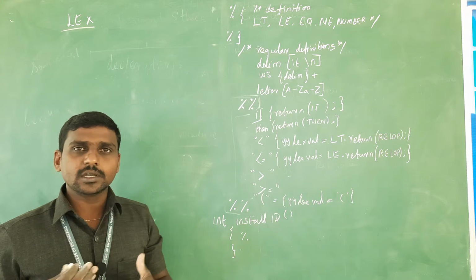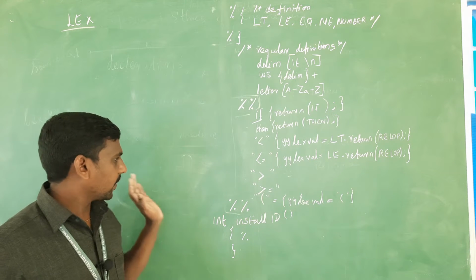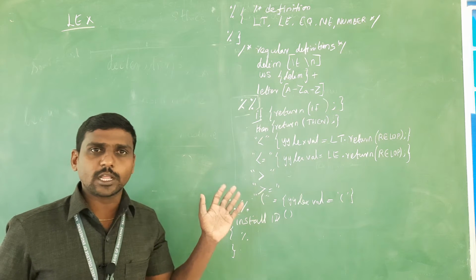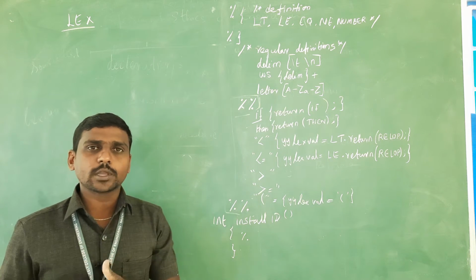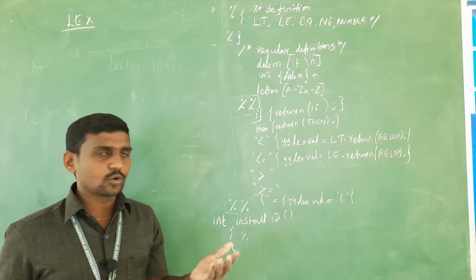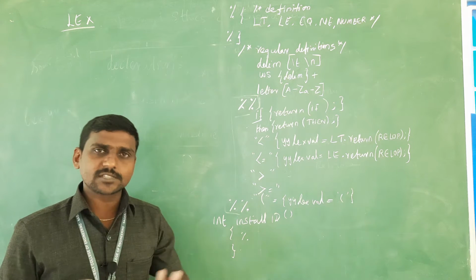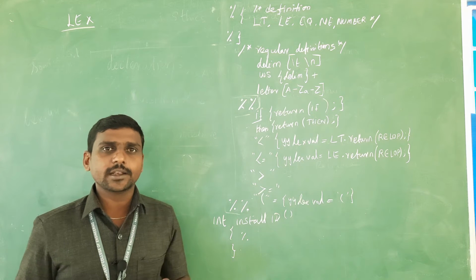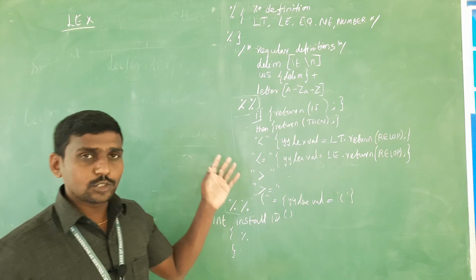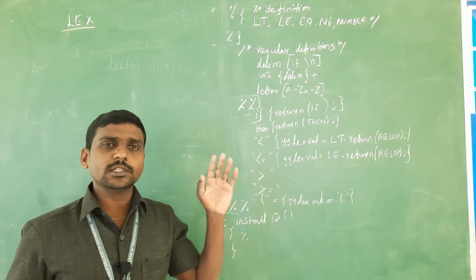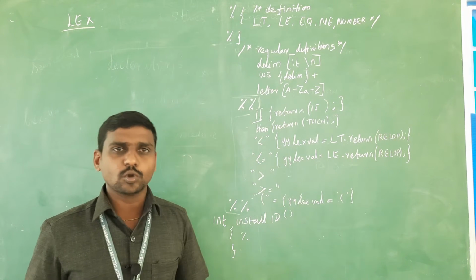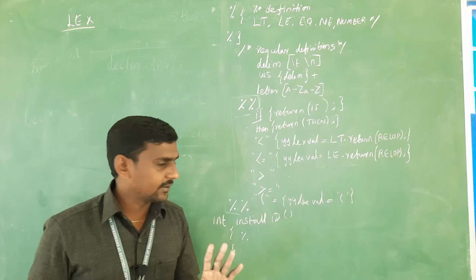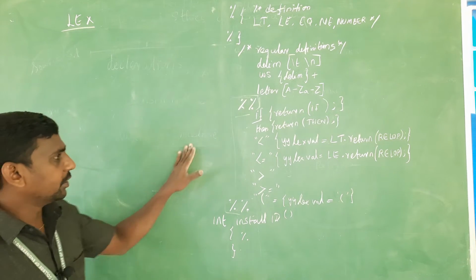We have a question: can we not write this conversion of source program into tokens in a C program or Java program? Yes, we can write it, but there is a tool, and whatever source program you have given, this tool is used to convert it into tokens. Clear? I will teach you how it converts into tokens.